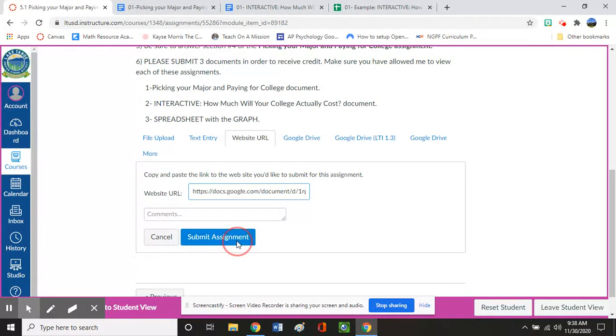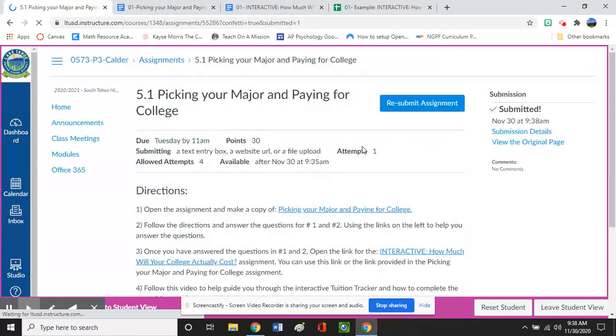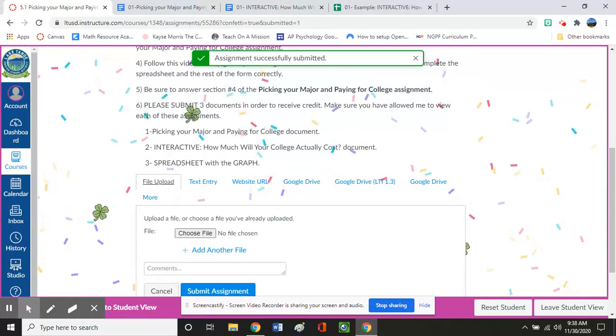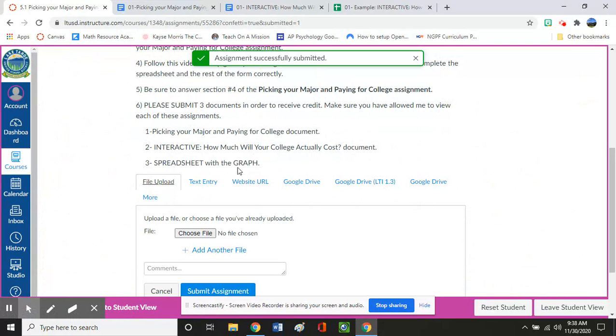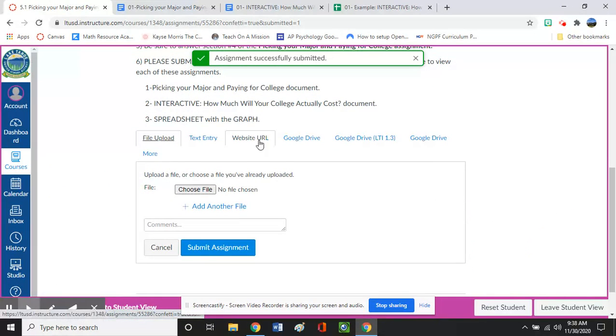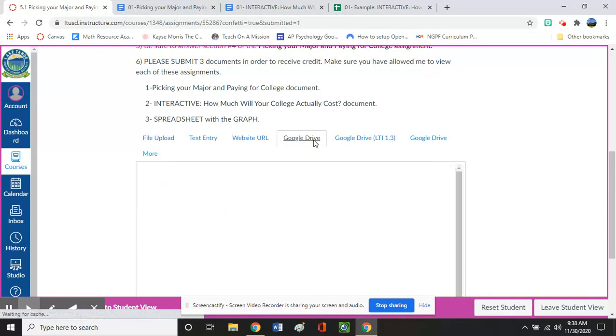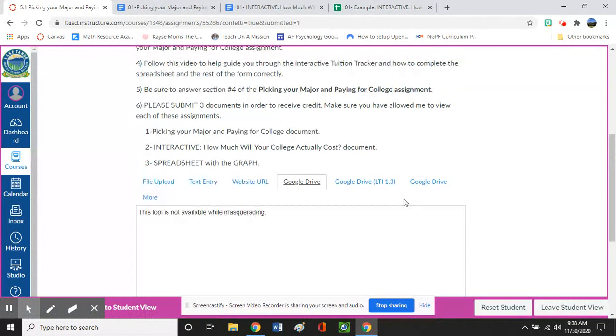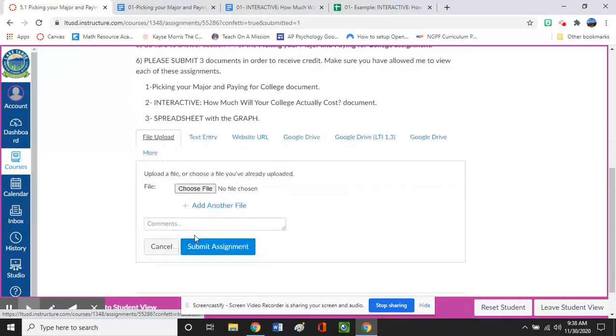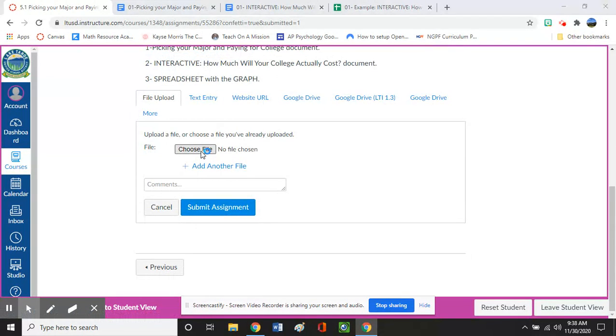Okay, submit assignment. That's just one of them, so you'll have to go back and resubmit it. I did this so that you have different submissions. You have file upload, text entry, or Google Drive. I believe the first Google Drive also works. I'm not going to be able to show you, but you press that Google Drive, get all 3 of your documents and submit it that way. But it's totally fine if you need to do your upload submissions, okay?